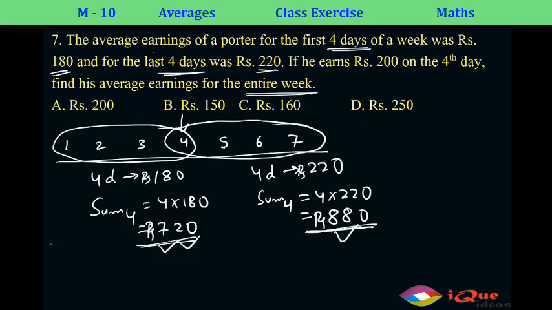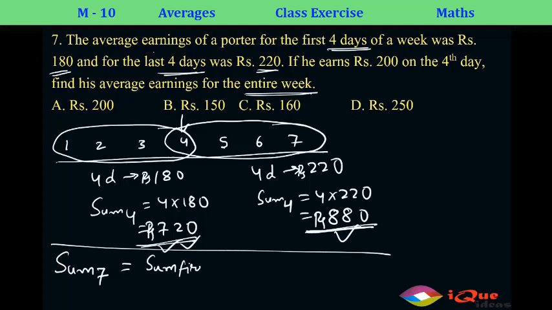How do you calculate the total sum of 7 days? Now look at this very carefully. The sum of all 7 days will be equal to the sum of the first 4 days plus the sum of the last 4 days. Now what will happen if you add these two? You get first, second, third and fourth. Then if you add the last 4 days, you get 4th, 5th, 6th, 7th. What is happening? The 4th day is being counted twice. Alright. So subtract the 4th day once. You will get the sum of the entire week.